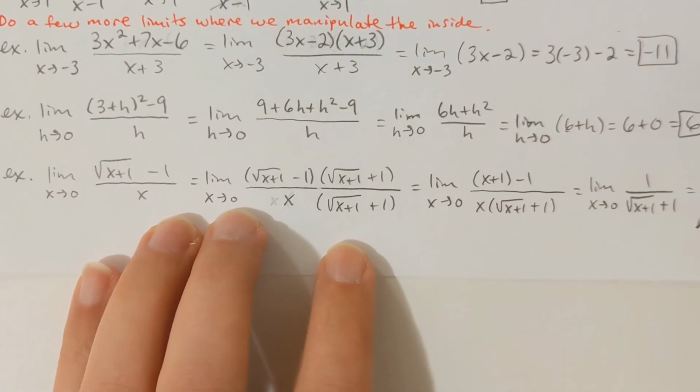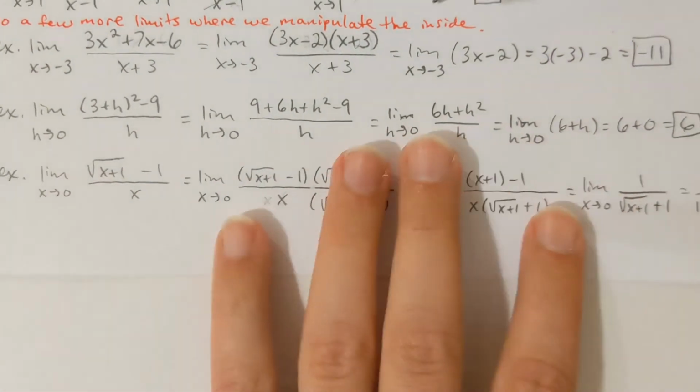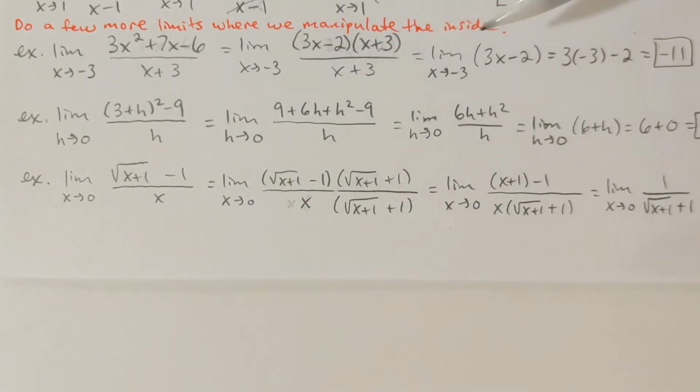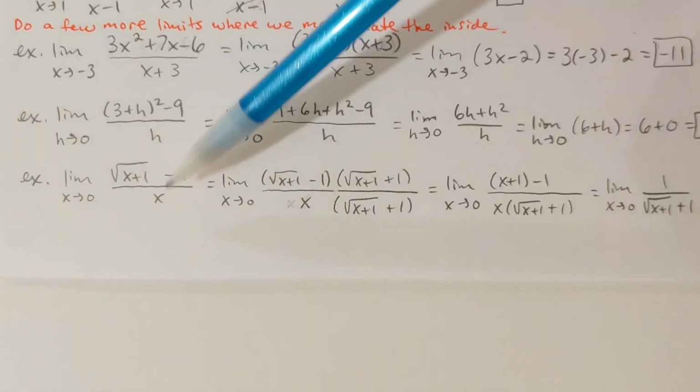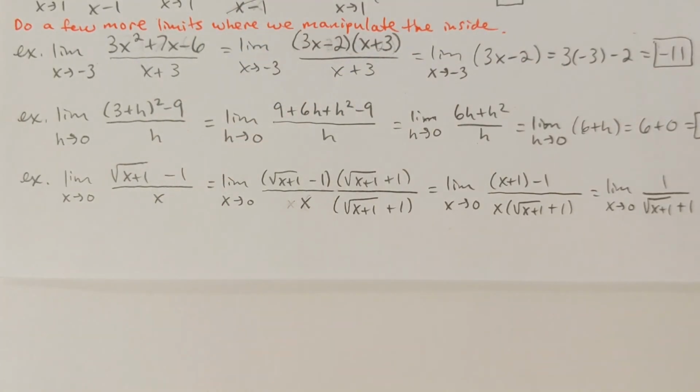Okay, here's another one. The limit as x approaches 0 of the square root of x plus 1 minus 1 all over x. I can't directly plug in 0, because there's a problem with division by 0. So this would be another problem where I'd want to algebraically manipulate the inside. Now, for this problem, I'm going to rationalize the numerator.